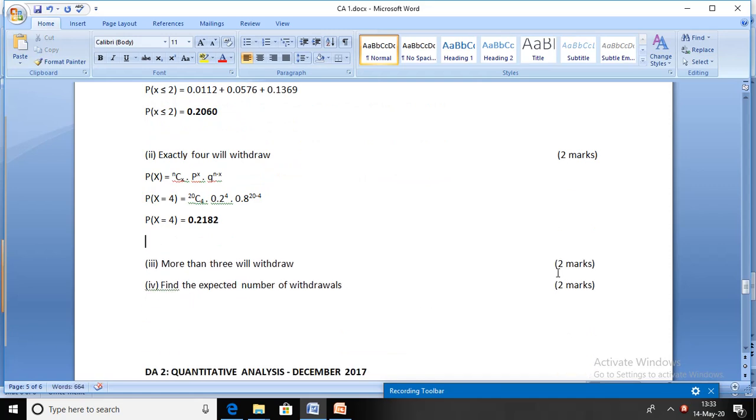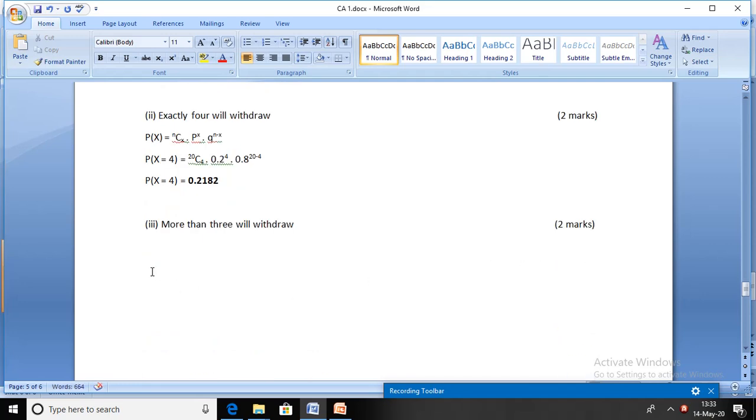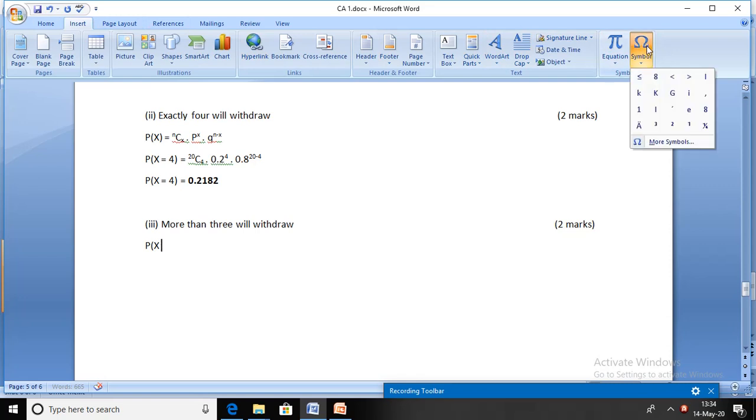Next question. Find the probability that more than 3 will withdraw. The probability of more than 3 is the probability where x is greater than 3. Don't use greater or equal to. This one is more than 3, so x is greater than 3. So what's the probability of x greater than 3?